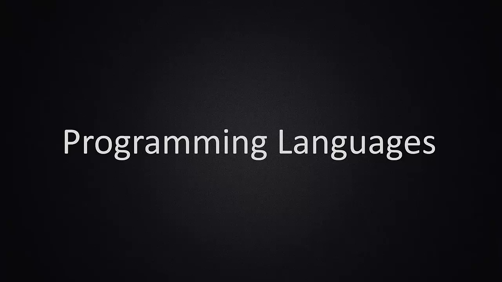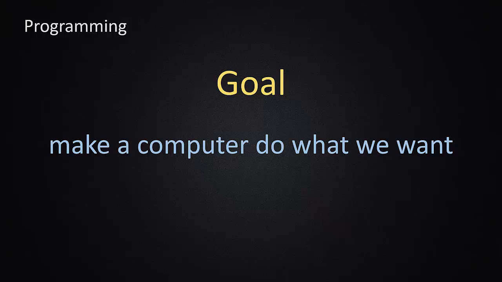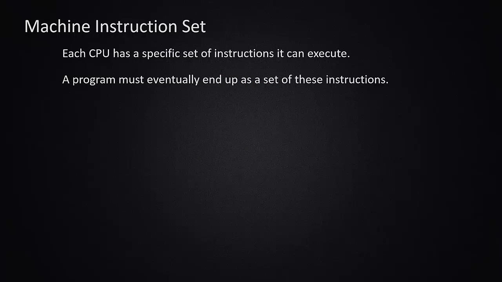Let's discuss programming languages. The goal of any programming language is really to make a computer do what we want it to do. We're going to use it to solve problems, implement algorithms, things like that. So ultimately, we have a target. We have an actual physical CPU that knows how to do things. We call the things that the CPU knows how to do the instruction set.